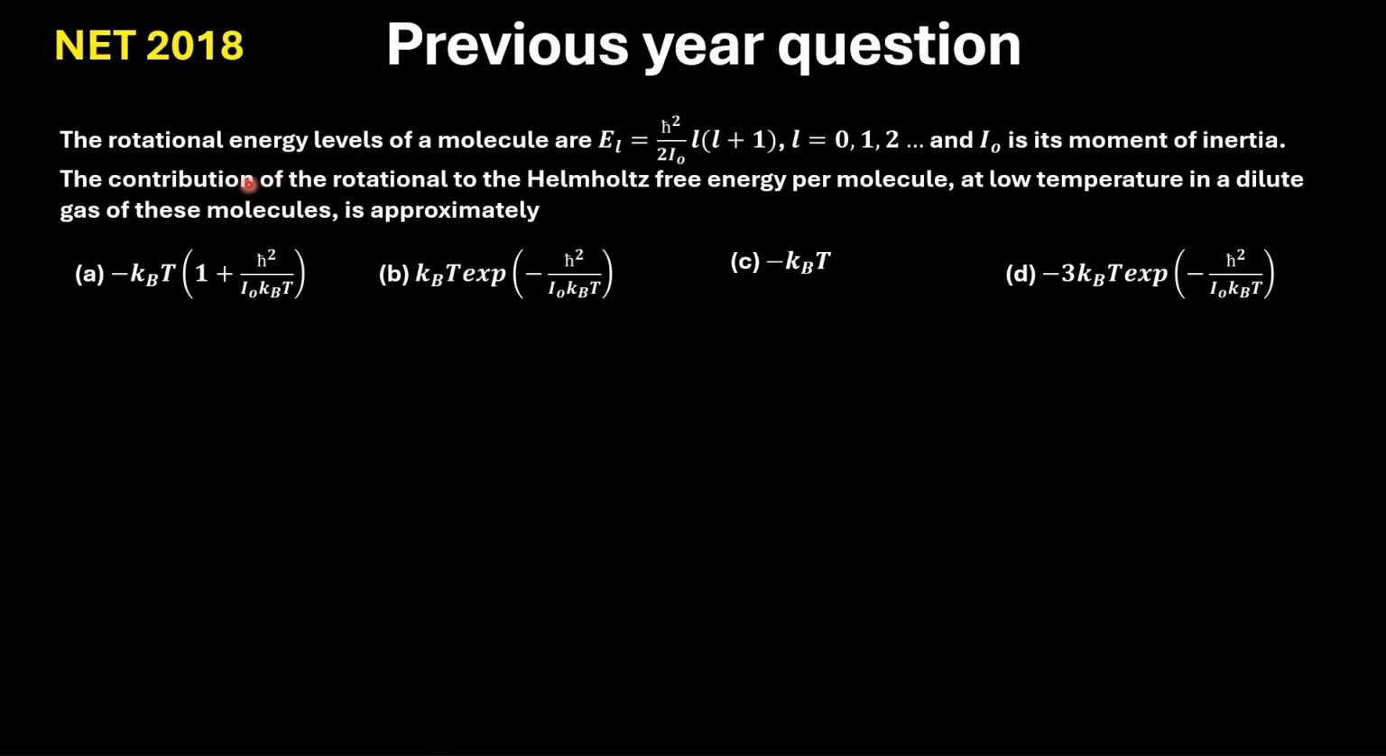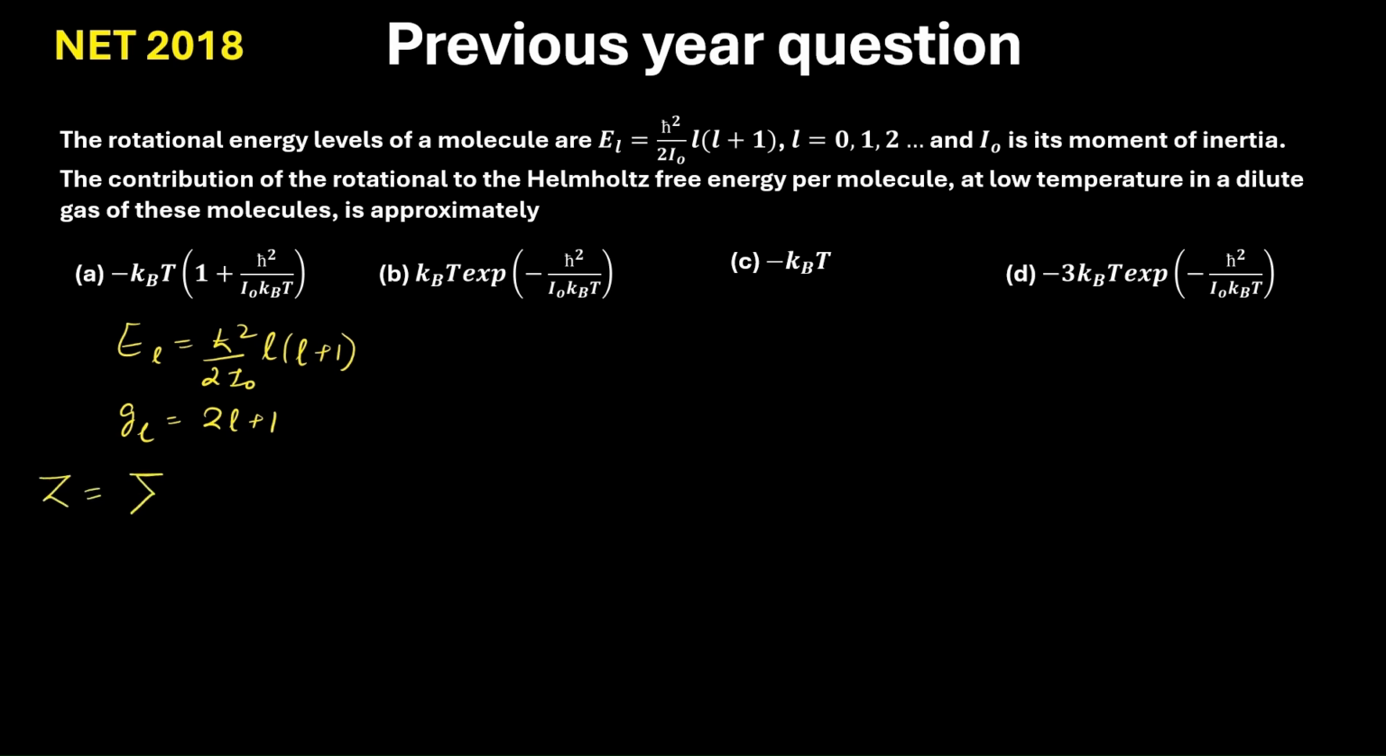Now in this question we are given rotational energy levels given by this expression, and we are told to find the Helmholtz free energy in the low temperature limit. So from atomic and molecular physics we know that for rotational energy levels there is a degeneracy. So first here I'm writing the energy expression. It has a degeneracy of 2L plus 1.